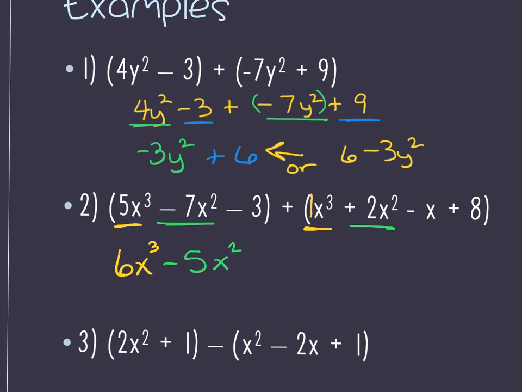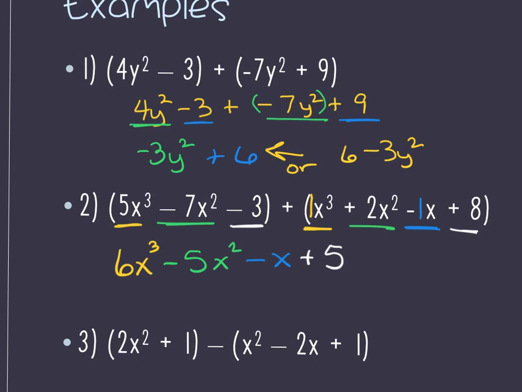Next, I'm going to go back and see if there's any x's. And I have a negative 1x here. And now I'll go back and get my constants. Negative 3 plus 8, and that gives me 5. And I'm done.